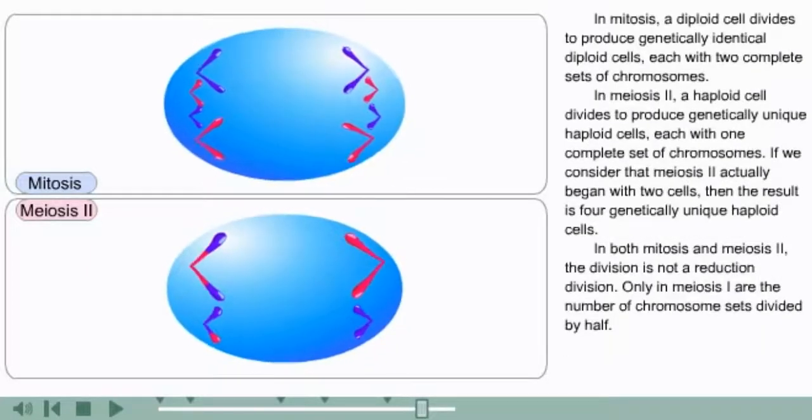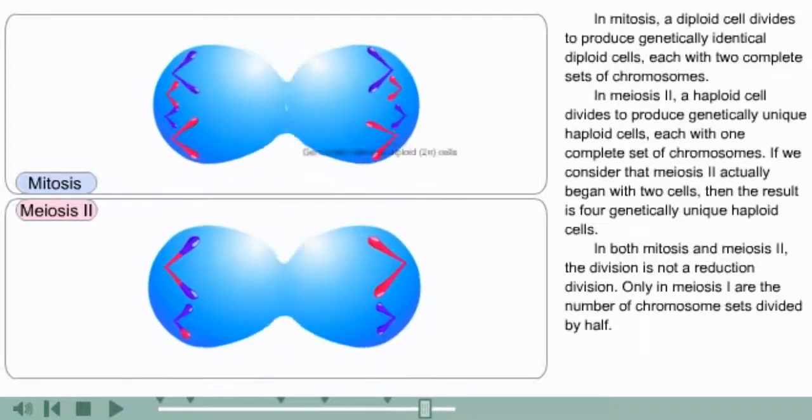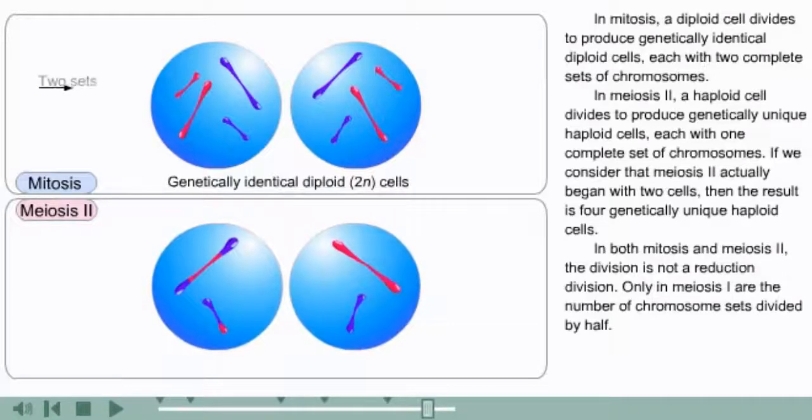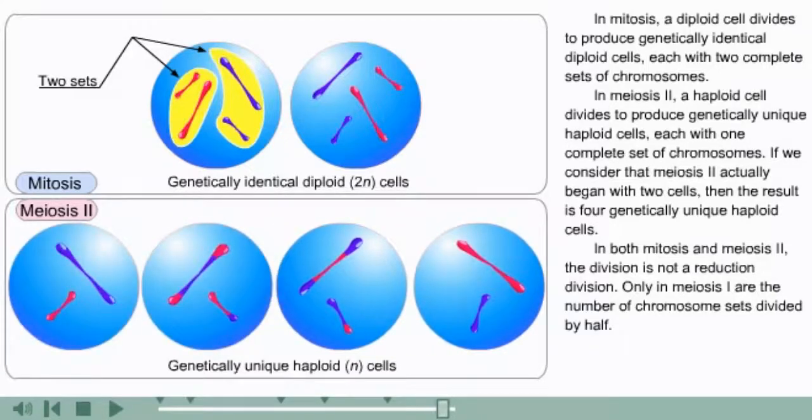In mitosis, a diploid cell divides to produce genetically identical diploid cells, each with 2 complete sets of chromosomes. In meiosis II, a haploid cell divides to produce genetically unique haploid cells, each with 1 complete set of chromosomes. If we consider that meiosis II actually began with 2 cells, then the result is 4 genetically unique haploid cells. In both mitosis and meiosis II, the division is not a reduction division. Only in meiosis I are the number of chromosome sets divided by half.